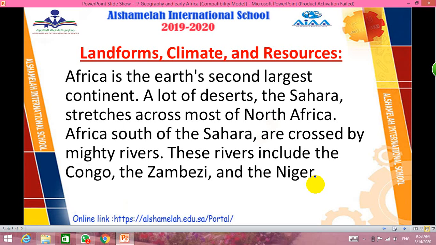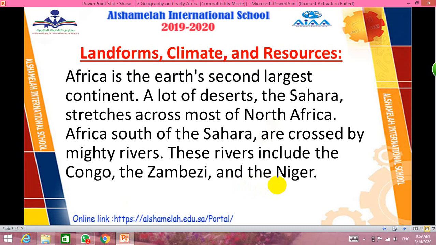Africa is the Earth's second largest continent. A lot of desert. The Sahara stretches across most of North Africa. Africa south of the Sahara is crossed by mighty rivers. These rivers include the Congo, the Zambezi, and the Niger.